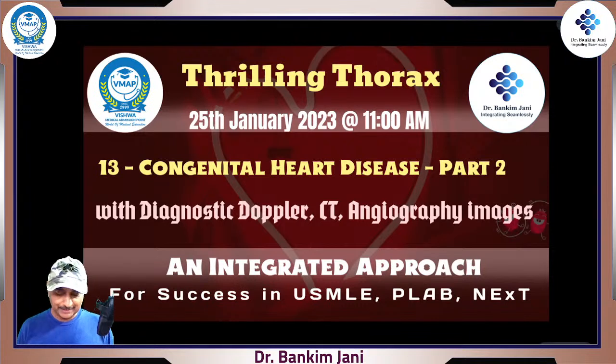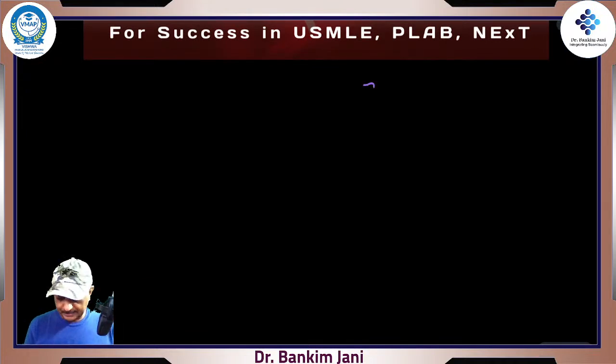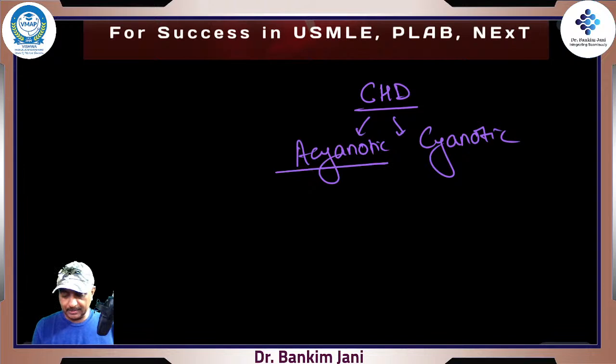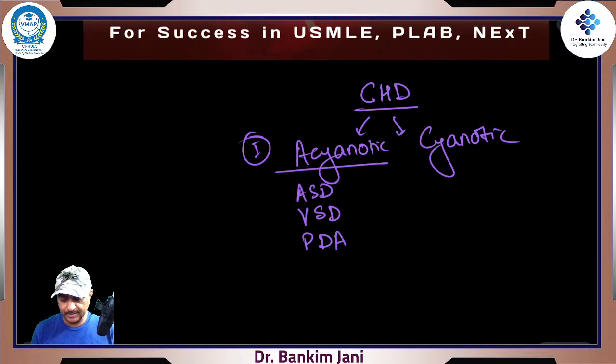So, welcome to the second session of congenital heart disease. This is part 2, right? And in part 1, in congenital heart disease, we divided into two parts, acyanotic and cyanotic. In acyanotic, that's what we discussed last time in part 1 when we talked about ASD, atrial septal defect, ventricular septal defect, patent ductus arteriosus, and the coarctation of aorta, right?